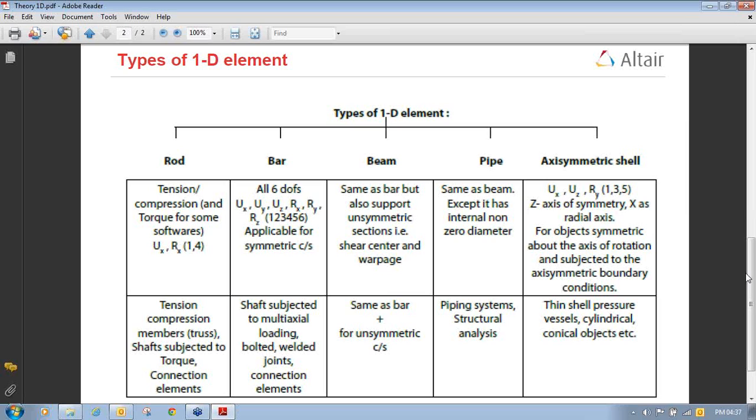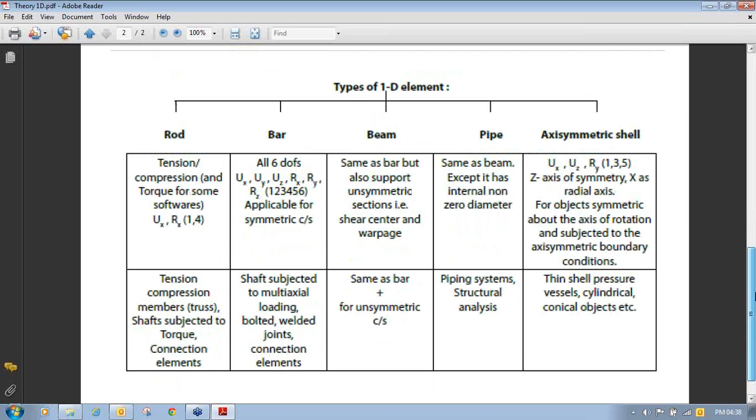Then there is one more type of axisymmetric 1D element available, that is axisymmetric shells. Axisymmetric shell supports translation along x-axis, translation along z-axis, and rotation along y-axis. That is, if the z-axis is the axis of symmetry of the axisymmetric shell, then x shows the radial axis. They are mostly used for objects symmetric about the axis of rotation and subjected to axisymmetric boundary conditions. The practical applications of axisymmetric shells are thin shell pressure vessels and cylindrical, conical objects.